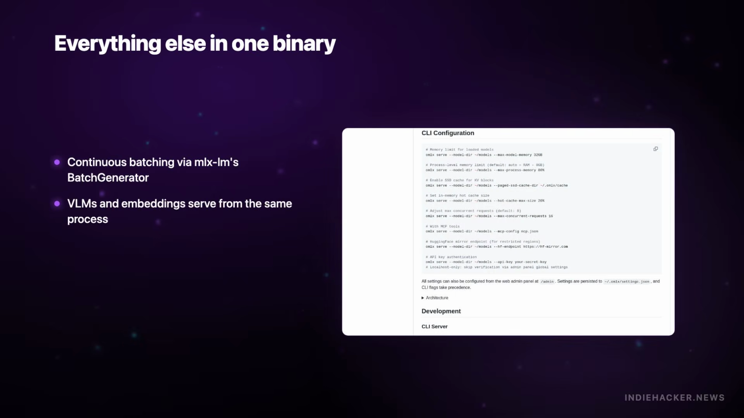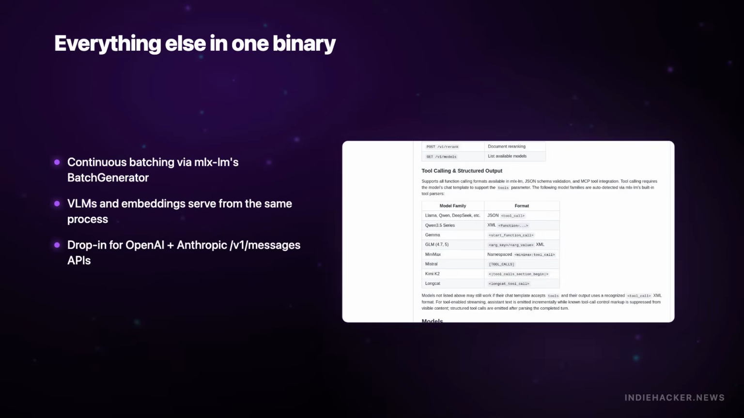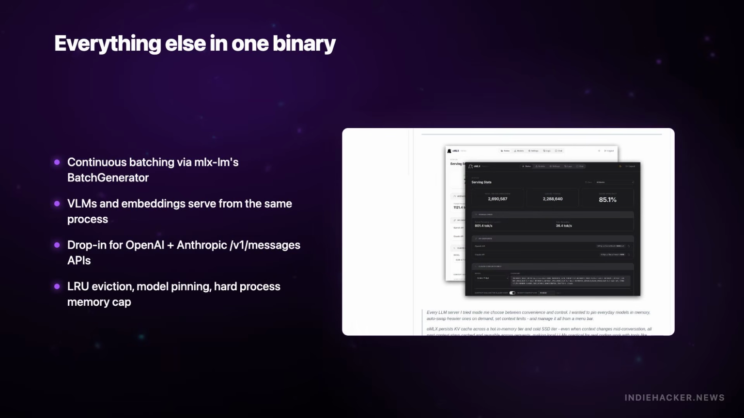Vision language models and embeddings load alongside text LLMs, all serving from the same process. The drop-in compat covers both providers' endpoints, including streaming, tool calls, and reasoning blocks. Memory has guardrails. LRU eviction pulls idle models out automatically. Pinning keeps the model you care about always loaded.